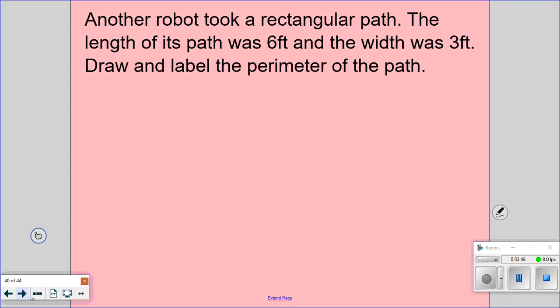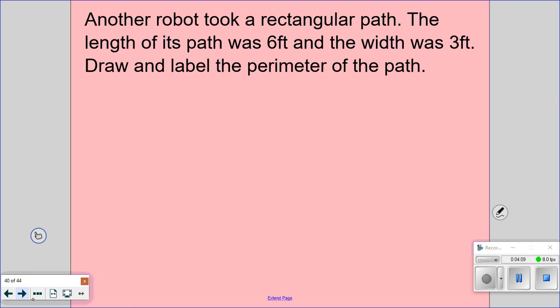All right, another robot took another path. This time, this robot took a rectangular path. Draw that path in your notebook. What would a rectangular path look like?